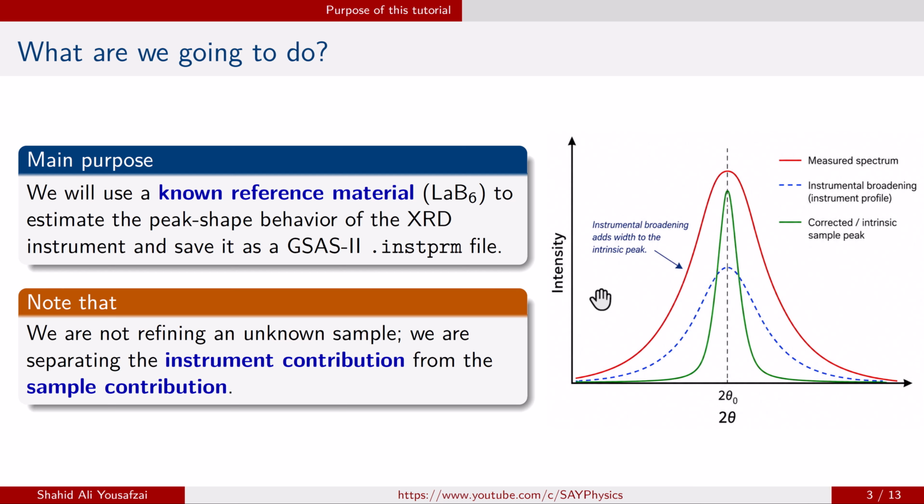Because LaB6 has well-defined diffraction behavior, it allows us to estimate the contribution of the XRD instrument to the measured peak shape. The key idea is that every measured peak contains both sample contribution and instrument contribution. Our task is to separate these two as carefully as possible, then save the instrument-related part as a GSAS-II instrument file. This file can later be reused for samples measured under the same instrument configuration.